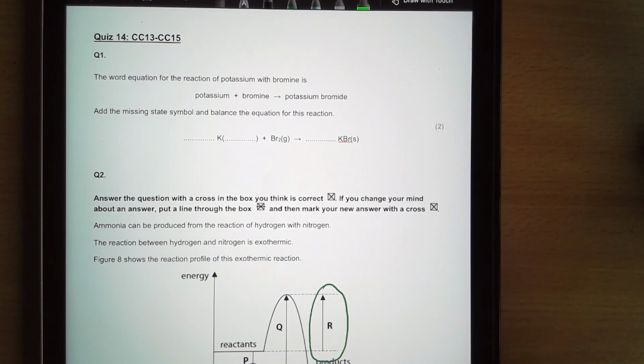Okay, so in this video I'm going to run through the questions for quiz 14. This is a revision quiz on CC 13, 14 and 15, which are the three topics that we would have done at the start of this year before your mock.